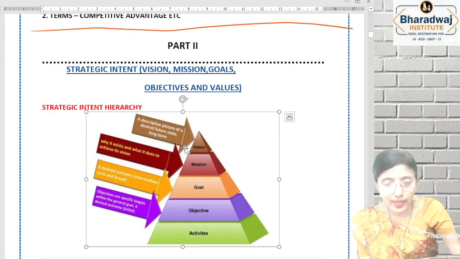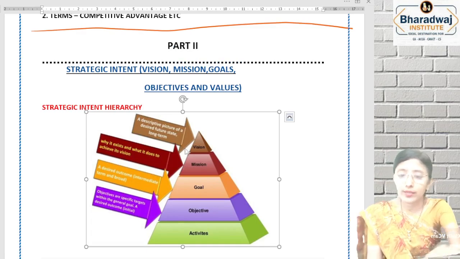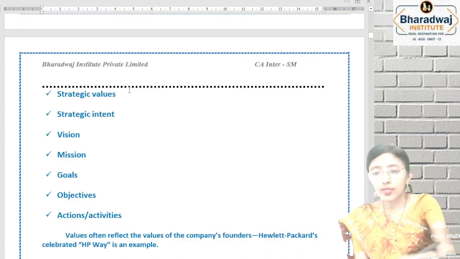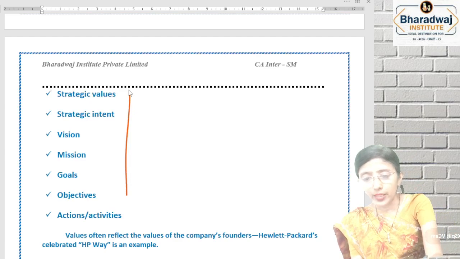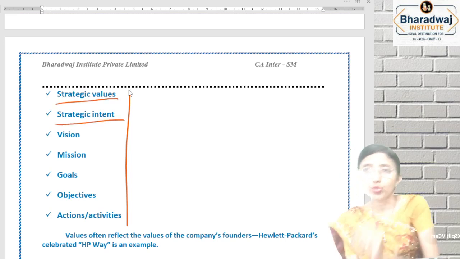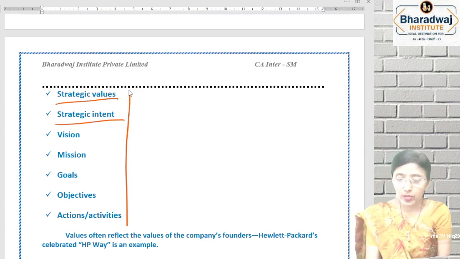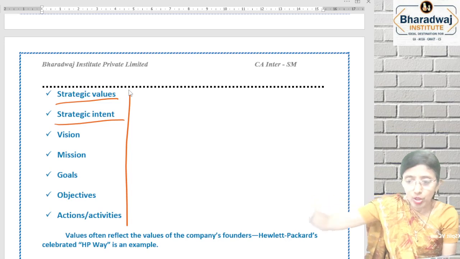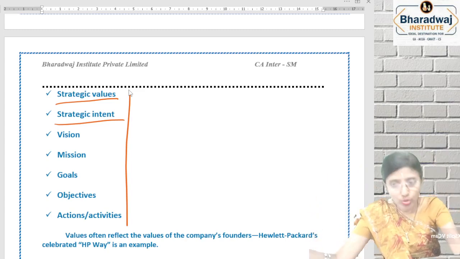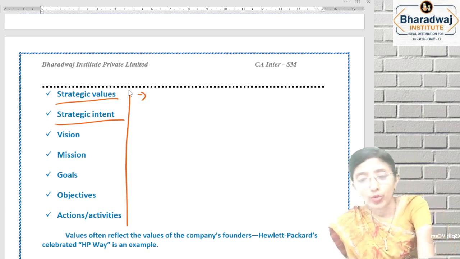As I told you, it's a technical question. Now this strategic intent hierarchy, look at this, is very important, and here I have something to tell you. This is the order in which you have to remember, my dear students, because this and this will confuse you. Strategic values, strategic intent. Look at the order: vision, mission, goals, objectives, actions and activities. So based on values only, you form your strategic intent itself, because value is always given by the founder.